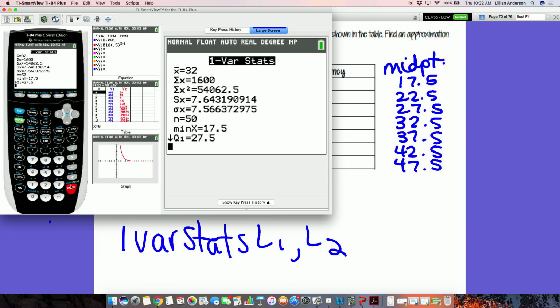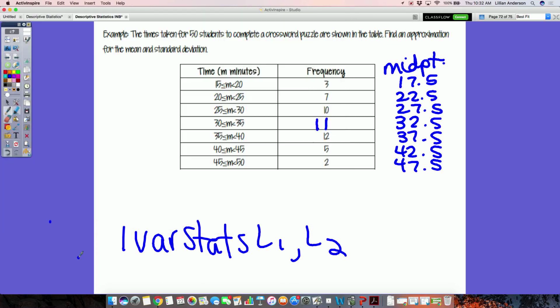So what's my mean? 32, around 30. And my standard deviation? 7.57. So my mean, now, this is important to realize. The x with the bar is the calculator notation. There have been many times that I've said to this point that you do not need to use calculator notation when you write it down.